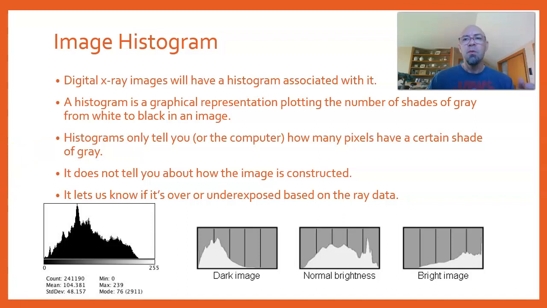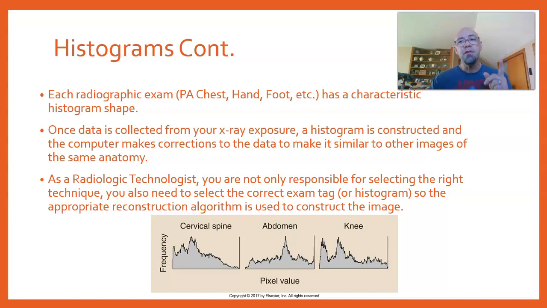Okay, so why is this important? Why do we care about this? Now we care about this because, once again, the tag represents how that computer is going to develop it. And here's the thing with histograms: the histogram kind of tells us how the computer is going to handle it. And a histogram has an individual shape for each position that we select.